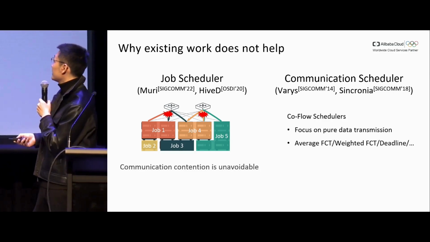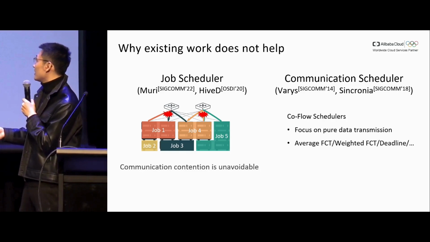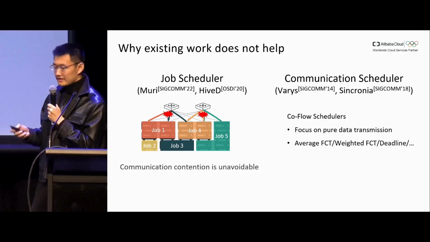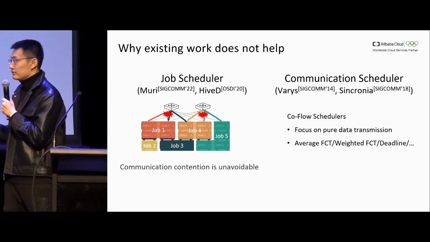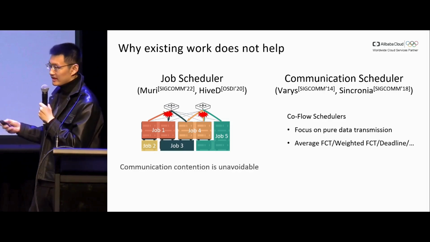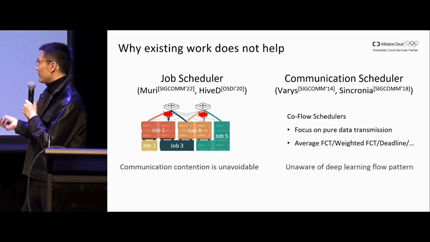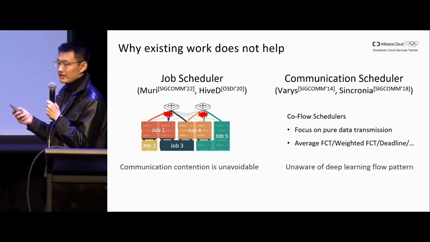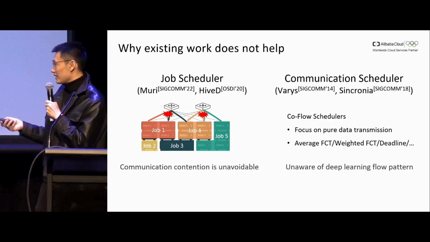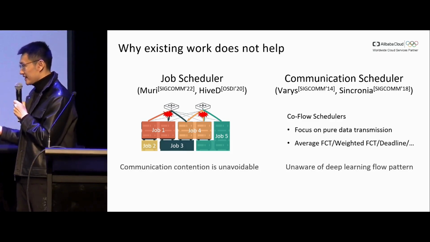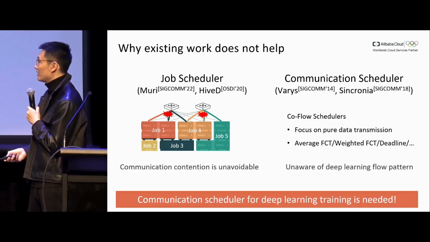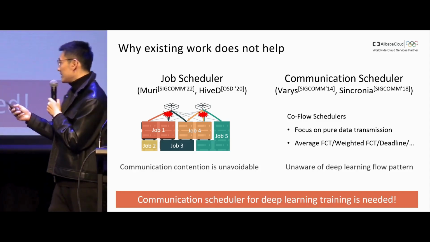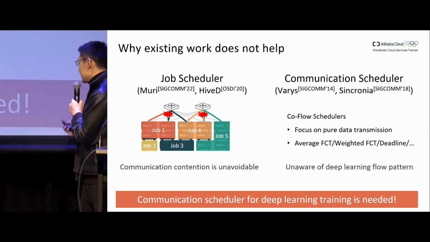Unfortunately, existing communication schedulers focus on pure data transmission jobs. They try to minimize the completion time of each job or try to finish the data transmission before the deadline. So they are unaware of the flow pattern of deep learning training, like iterative traffic bursts. And they are also unaware of GPU utilization. So we need a communication scheduler for deep learning training jobs in a multi-tenant GPU cluster.